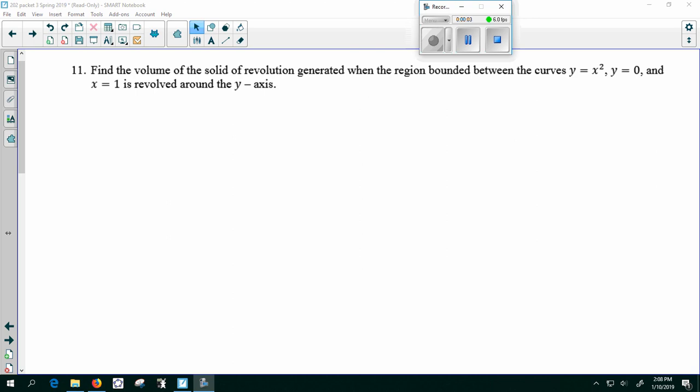Find the volume of the solid of revolution generated when the region bounded between the curves y equals x squared, y equals 0, and x equals 1 is revolved around the y-axis.